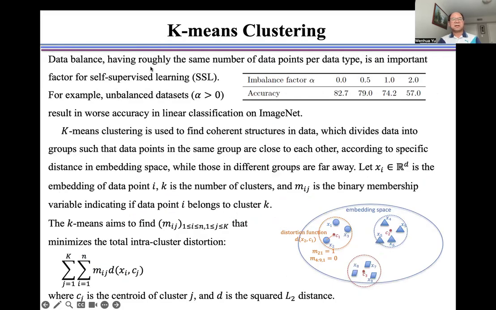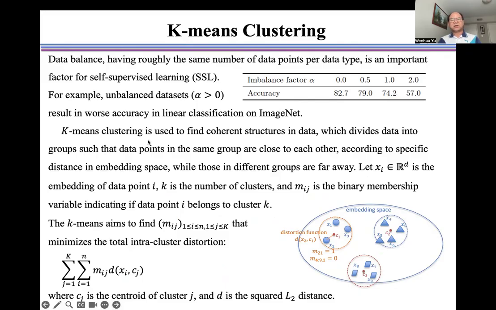Data balance, having roughly the same number of data points per data type, is an important factor for self-supervised learning. For example, an unbalanced dataset with alpha larger than 0 results in worse accuracy in linear classification on ImageNet, as shown here. This alpha value and this corresponding accuracy.